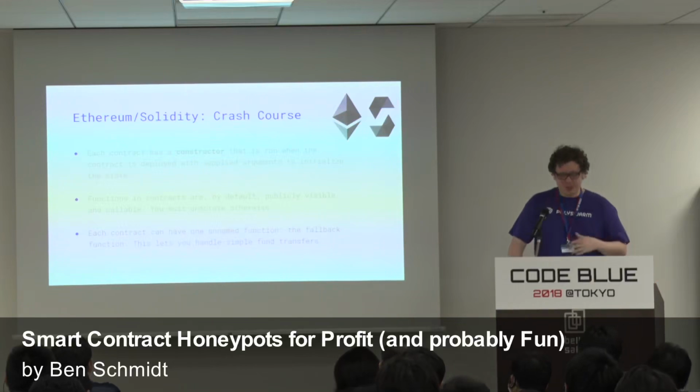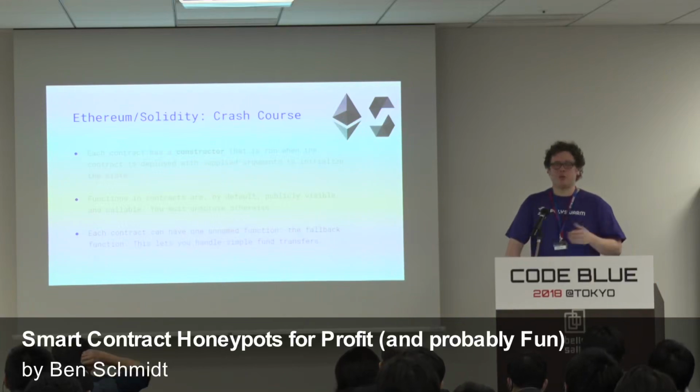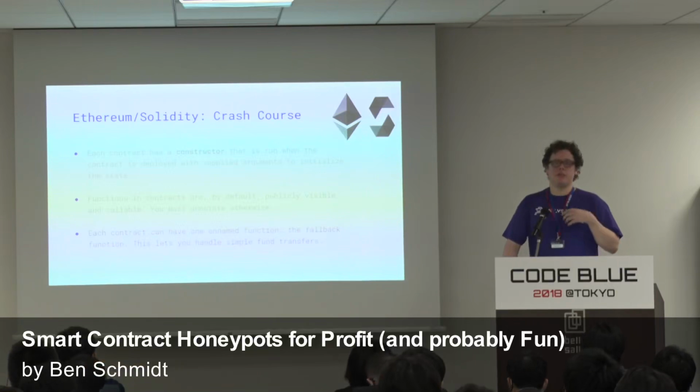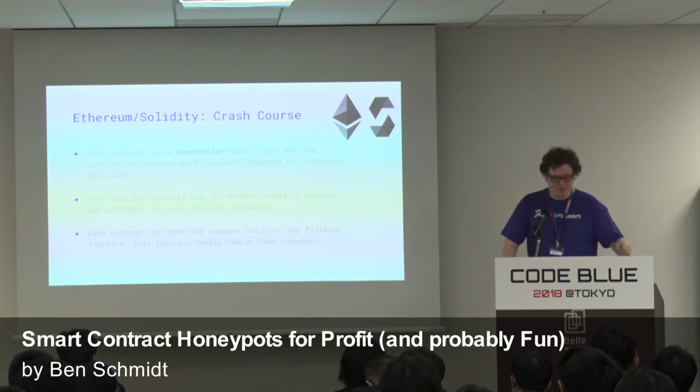So functions in all contracts are by default public. So anyone on the network can call into this, and depending on what happens, it will confirm, or it'll get reverted, or something will happen.